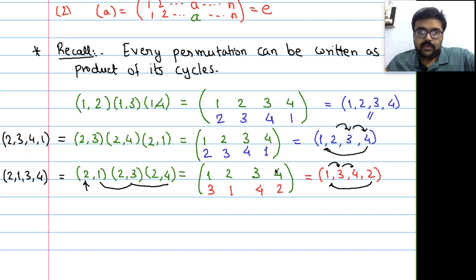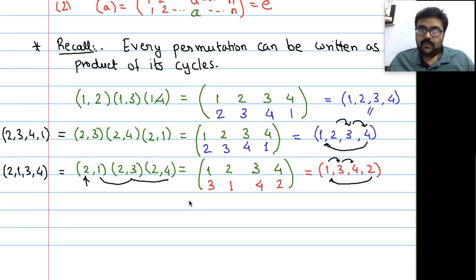Yeah, so I hope this example is clear, and if you have tried, then this would be clear to you. But now coming to the point that every cycle can be written as a product of two cycles like this. In general, any cycle I can write as a product of two cycles.